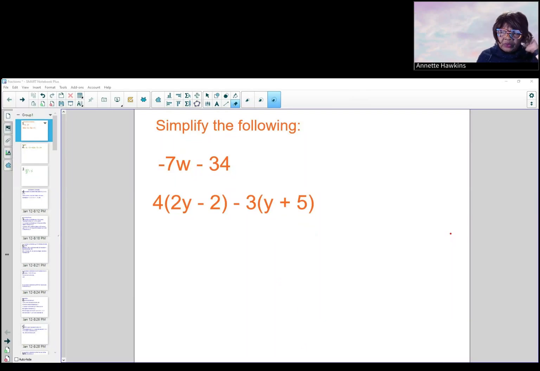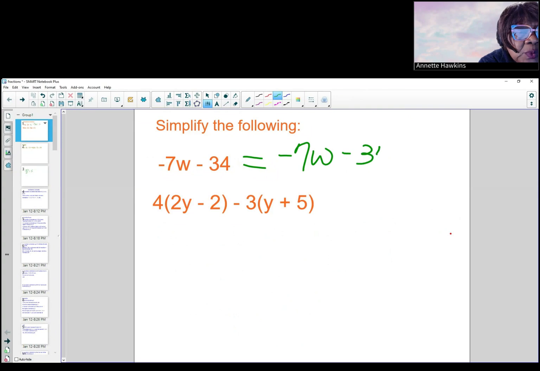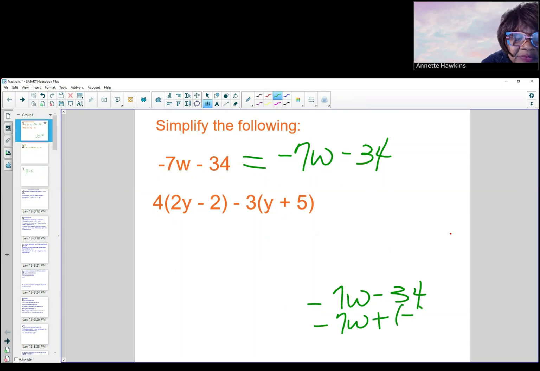Okay, so what we want to do is look at a little review. We are going to simplify the following. This one is already simplified. This is negative 7w minus 34. There isn't anything we can do for that. Now, I want you to know that negative 7w minus 34 is the same as negative 7w plus negative 34. And then we can rewrite this as negative 7w minus 34.